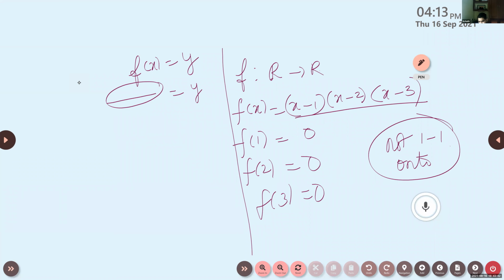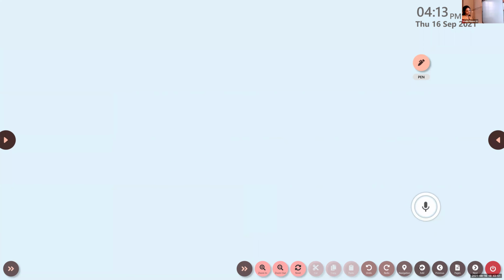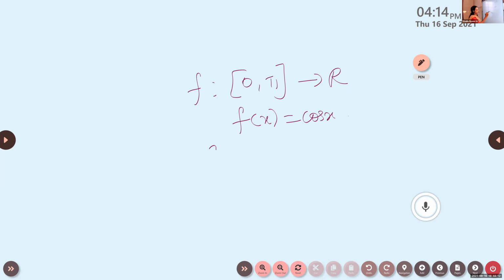Okay, now write the next one. This was again an important question. Important or not important, it is a different question. F is a function from the closed interval 0 to pi to R, defined by f of x is equal to cos x. Is it one-one, onto? You have to check. These are the options given.